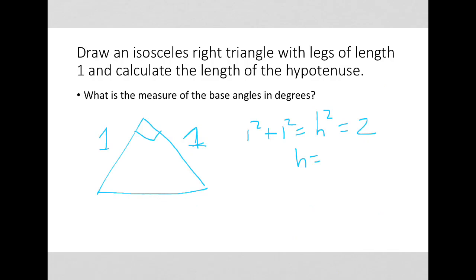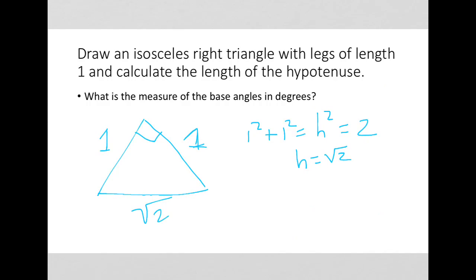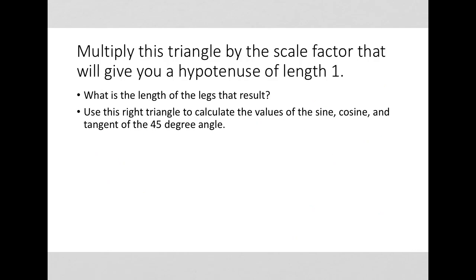2, so the hypotenuse is the square root of 2, which you may remember from that Vi Hart video, is an irrational number, which very much angered the Greeks. But we get this nifty little triangle right here. But let's take that triangle and let's multiply it by a scale factor to get a hypotenuse of length 1.